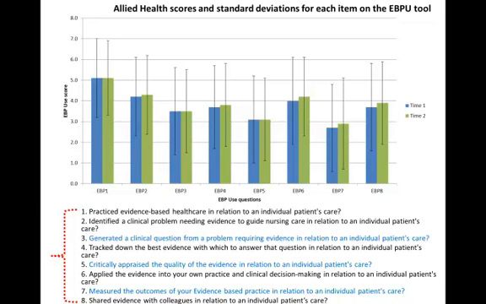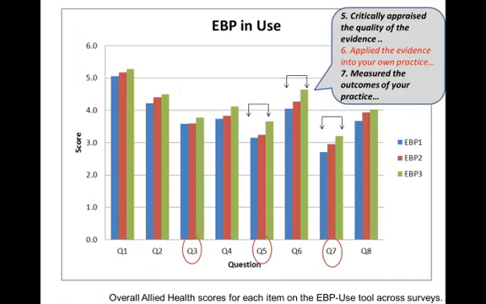And what we found was lower scores for EBP question 3, how often did you generate a clinical question, how often did you critically appraise, and how often did you measure the evidence relating to a patient's care. And this is where we then targeted training for staff across allied health to try and increase these scores. And what we found over time was increases with the bars with the arrows above them, the significant increases.